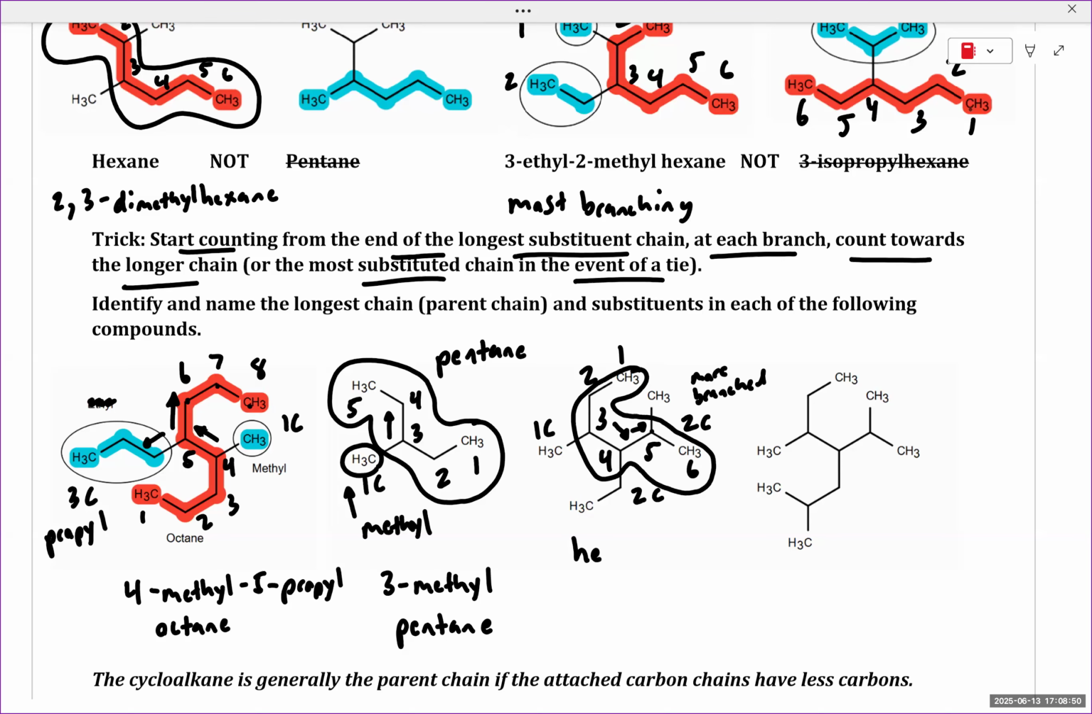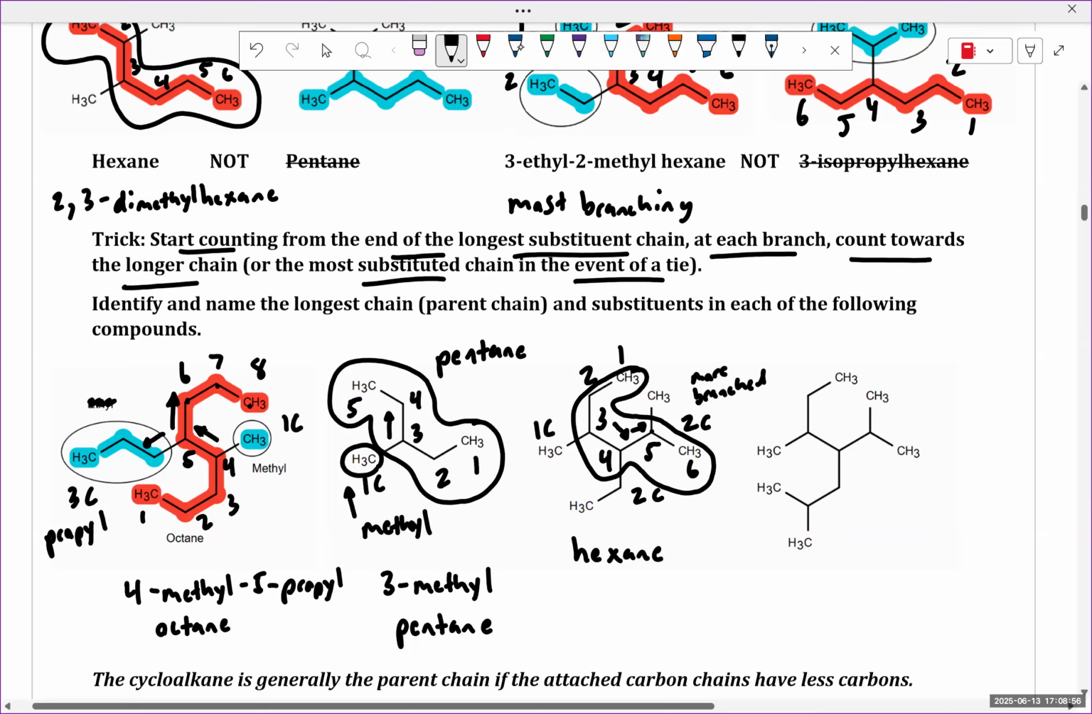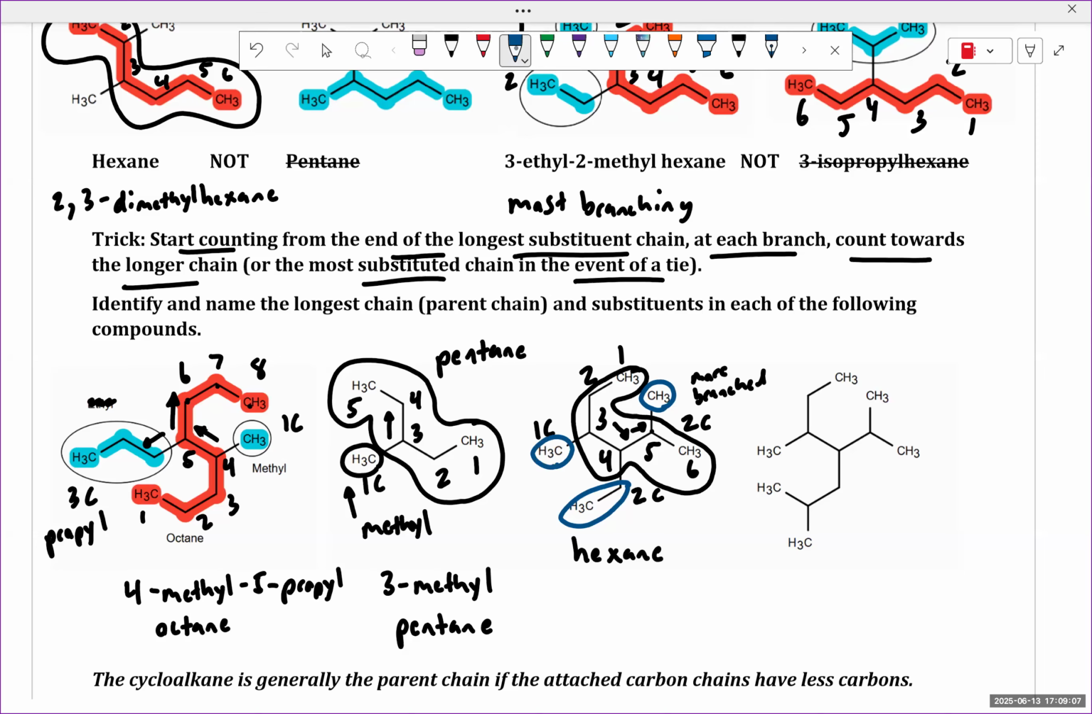So this would be a hexane main chain. And now all we have to do is name our side chain groups. So in this case, we have a 2-carbon side chain here, a 1-carbon side chain, and a 1-carbon side chain. So we have a methyl group, and then this group here would be an ethyl group.